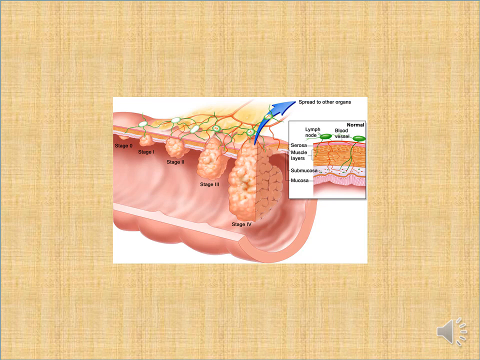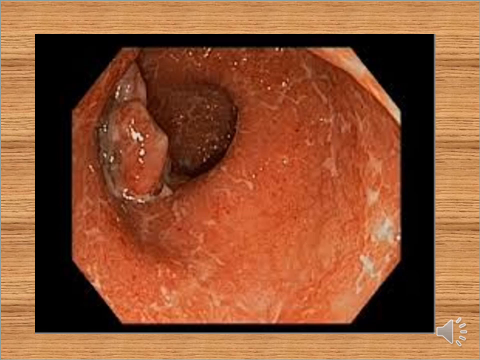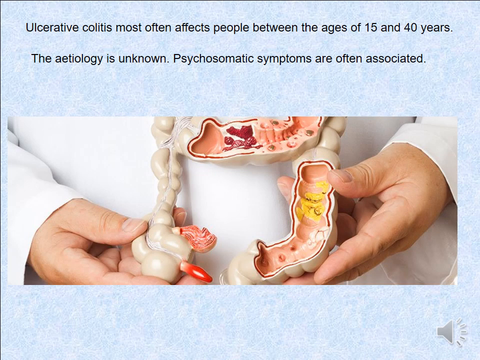The staging of ulcerative colitis: stage 0 is small ulceration, stage 1 is larger, and stages 2, 3, and 4 lead to perforation of the large intestine. The pseudopolyp occurs in the lumen of the intestine. Ulcerative colitis most often affects people between the ages of 15 and 40 years. The etiology is unknown. Somatic symptoms are often associated. The psychology of the patient is very important in ulcerative colitis.